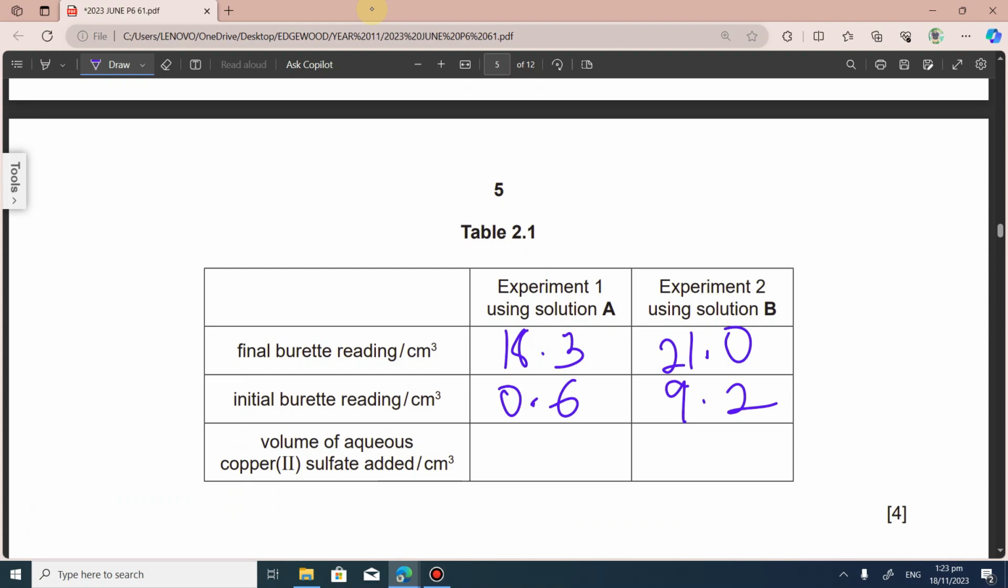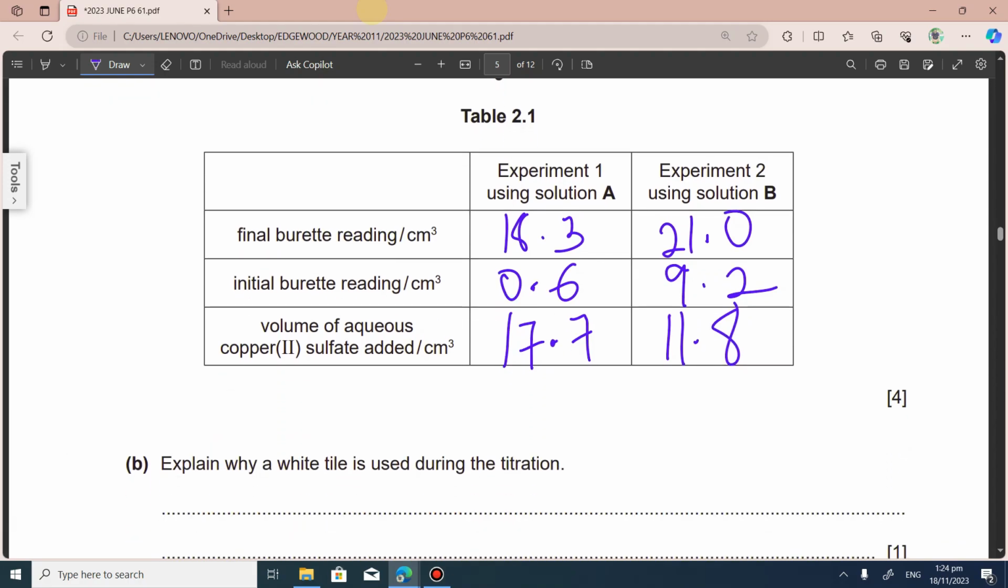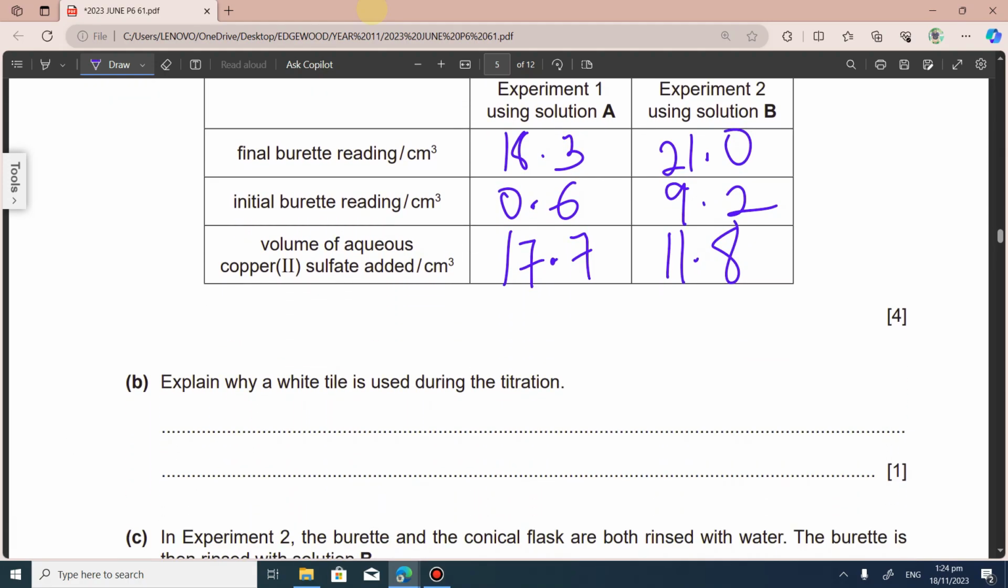To get the volume of aqueous copper 2 sulfate added, we just do a subtraction: final minus initial. So 18.3 minus 0.6 is 17.7. And then we do the same thing for the second reading, 21.0 minus 9.2, which is 11.8. So we have simply completed the table. Remember, everything has to be in one decimal place.